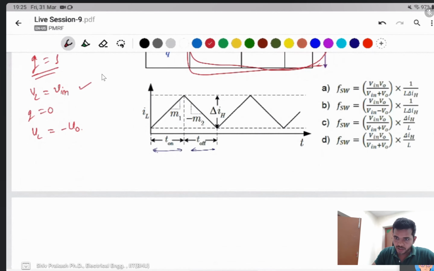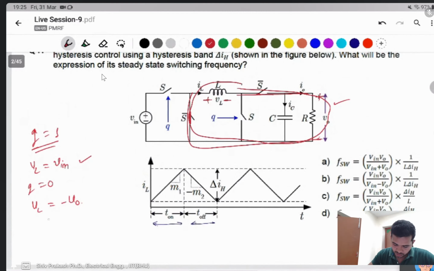Now the switch is on, the inductor voltage appears as V in, the supply voltage, and when the switch is off, then the inductor voltage appears as the output voltage.